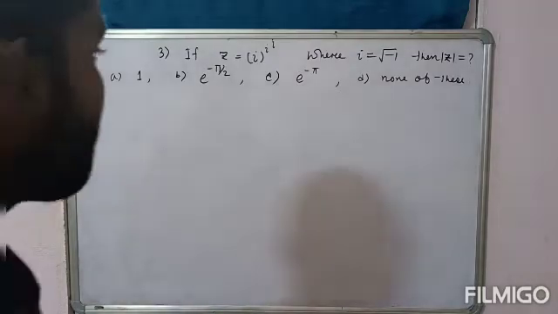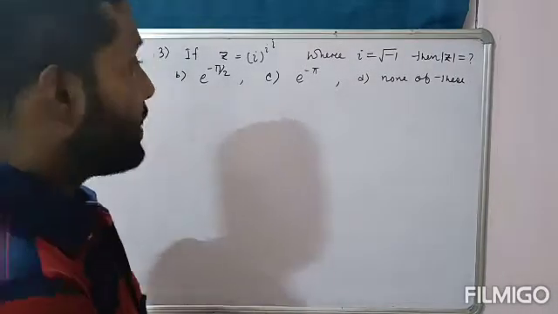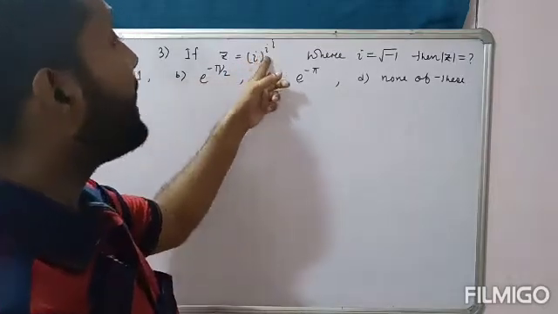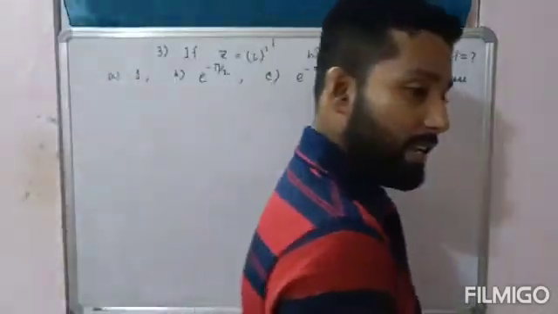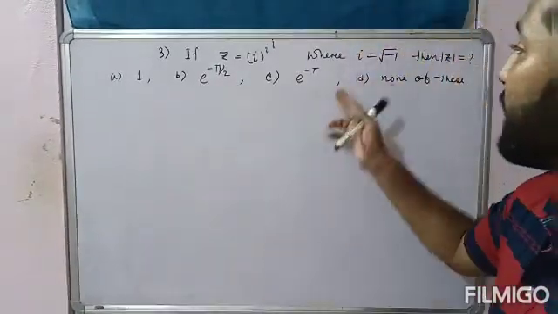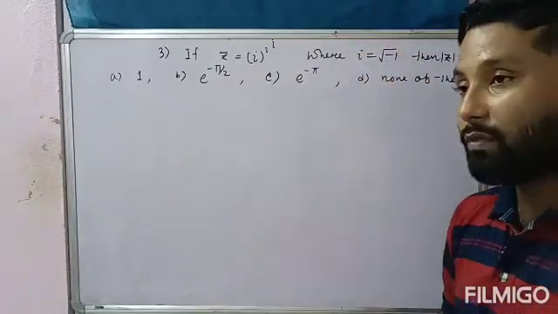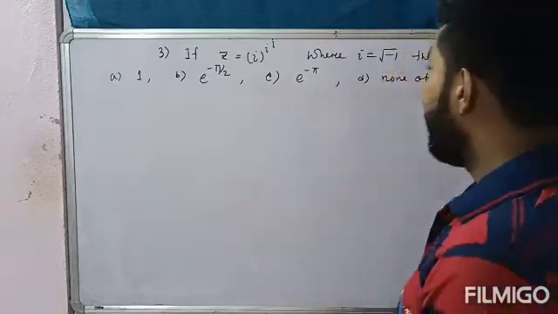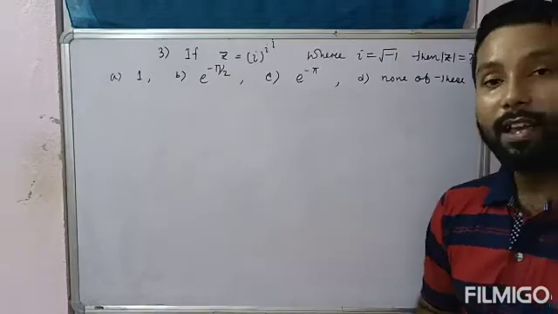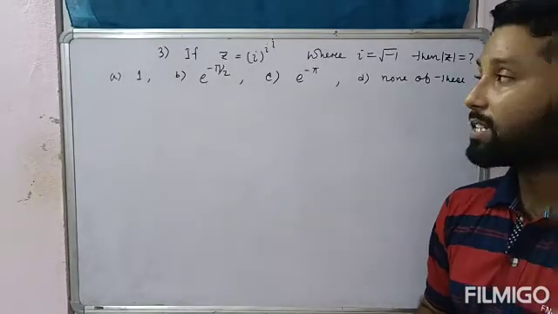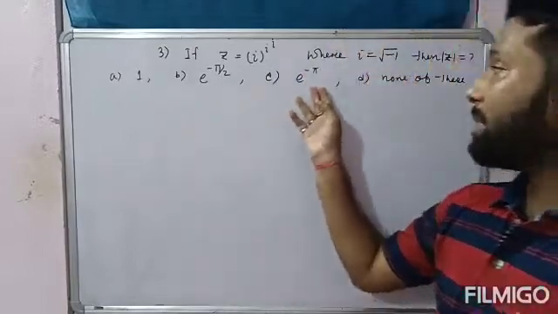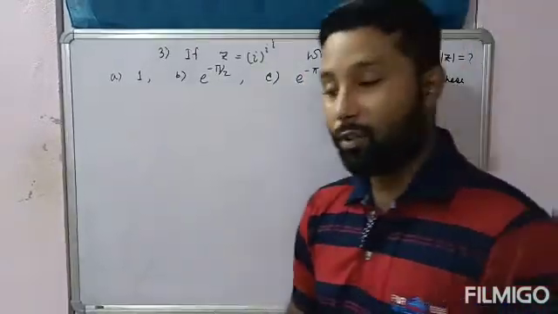So take a look at the next question. It is an interesting question. The question is, if z is equal to i to the power i, where i is equal to root over minus 1, we all know that is iota, an imaginary number, then what is the value of mod z? Look at the options. The first option is 1, e to the power minus pi by 2, e to the power minus pi, and none of these.